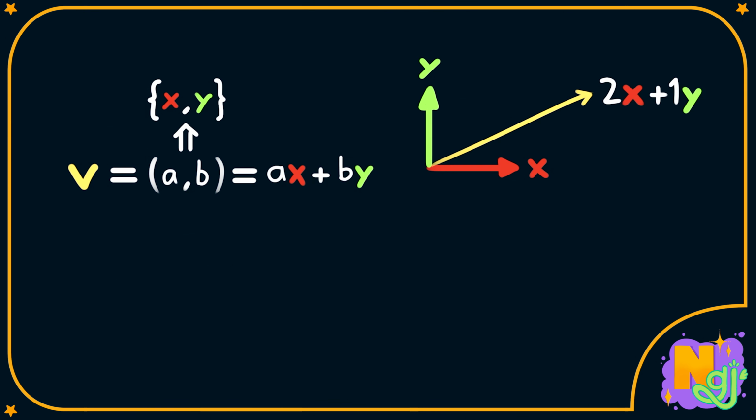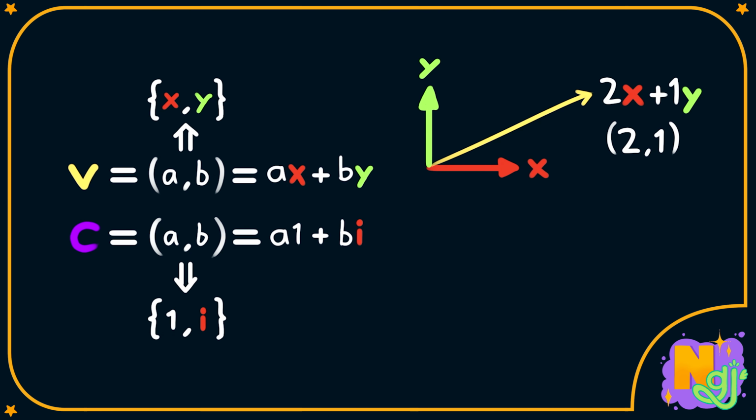And the nice thing about writing it like this is that it's easier to do algebra with it, because now you just have something times something plus another thing times another thing. So we can write vectors as 2x plus 1y instead of just 2 and 1, which we usually do in code. And the same goes for complex numbers, except in this case, complex numbers don't have a basis of x and y. They have a basis of 1 and i, the imaginary unit.